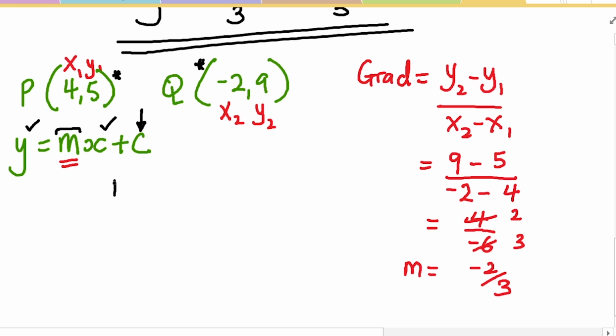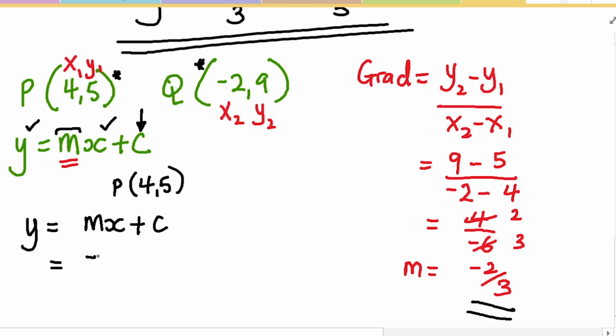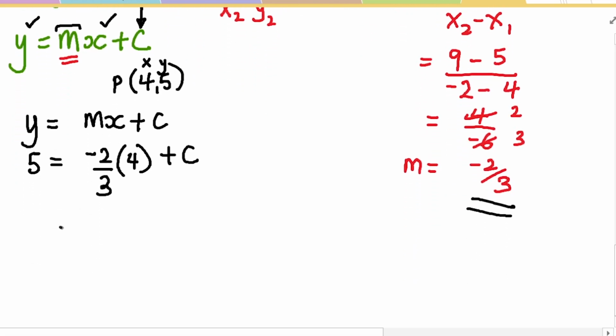So let's take point P, which is 4,5, and substitute it there. We know that y is equal to mx plus c. So our value of m, the gradient, which we got as negative 2 over 3 over here, becomes negative 2 over 3 times x. Now this is our value of x, which is 4, and our value of y, which is 5, plus c. So from here, let's find the value of c. It's going to become negative 2 times 4, which is negative 8 over 3, plus c is going to give us 5.